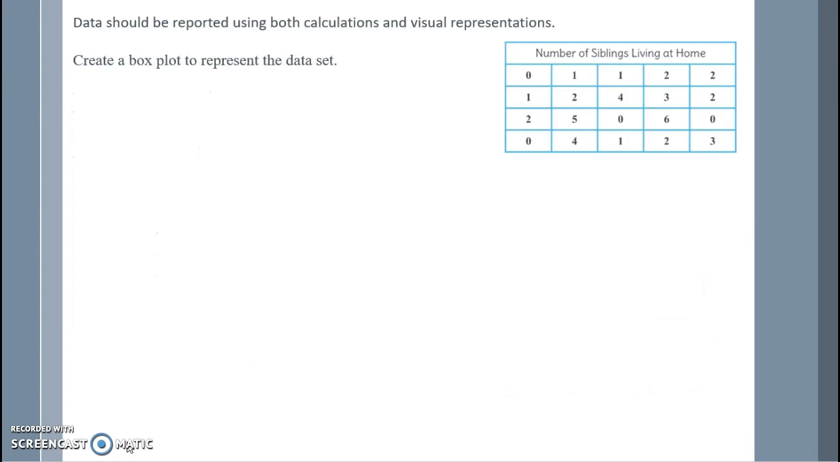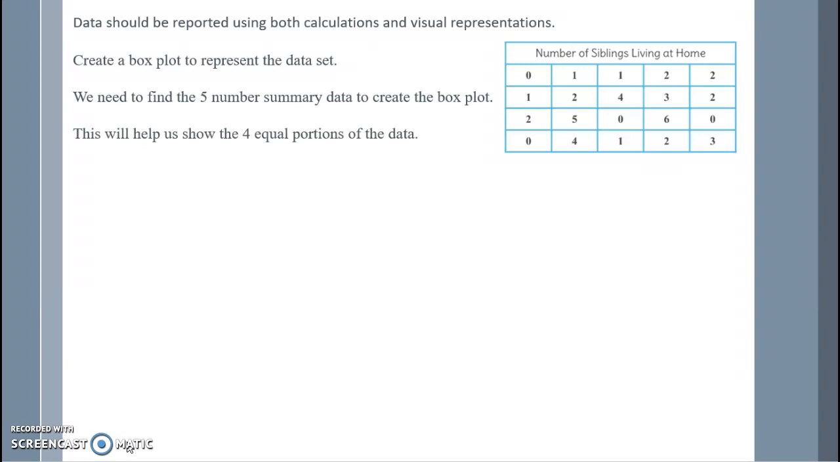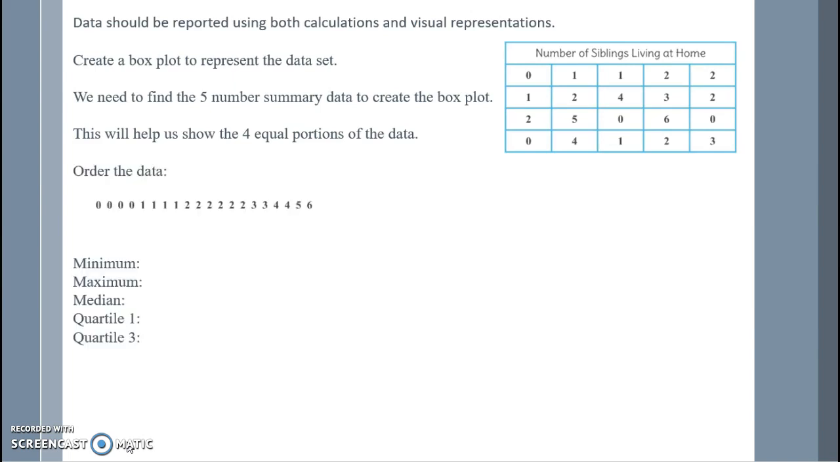Create a box plot to represent the data set. So these are the number of siblings living at home. We need to find the 5 number summary data to create the box plot. This will help us show the 4 equal portions of the data. So we're going to order the data from smallest to largest so that we can identify the minimum, the maximum, the median, and the quartiles.